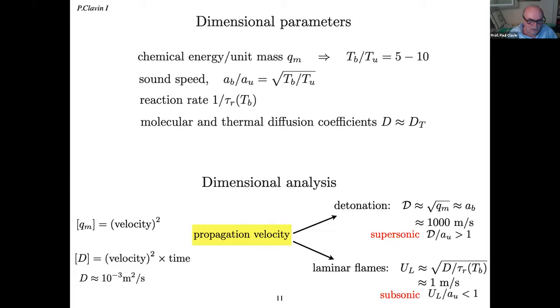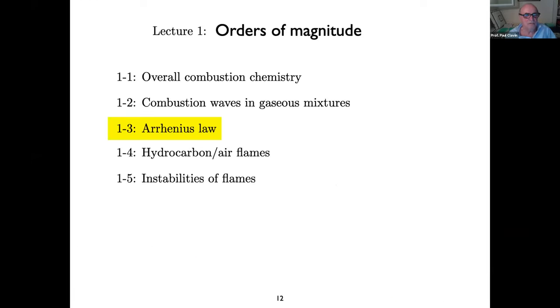On the other side, the diffusion coefficient has the dimension of a velocity squared multiplied by the time. You can build a velocity by the square root of the diffusion coefficient divided by the reaction time. And this is clearly, as you will see in the next slide, subsonic.